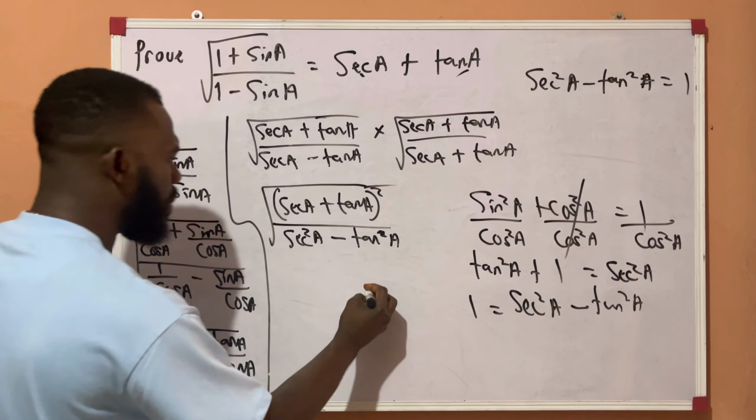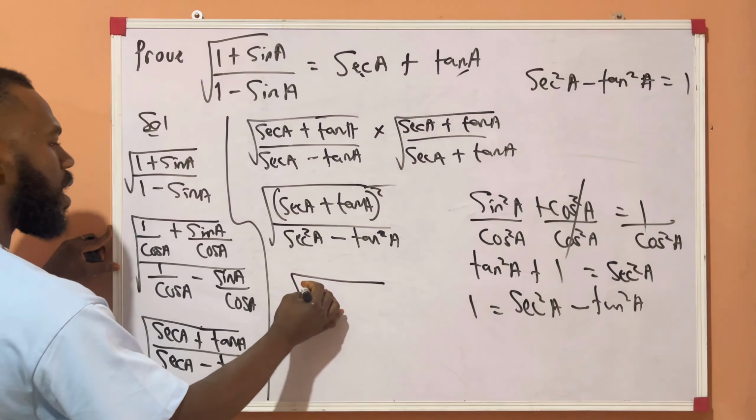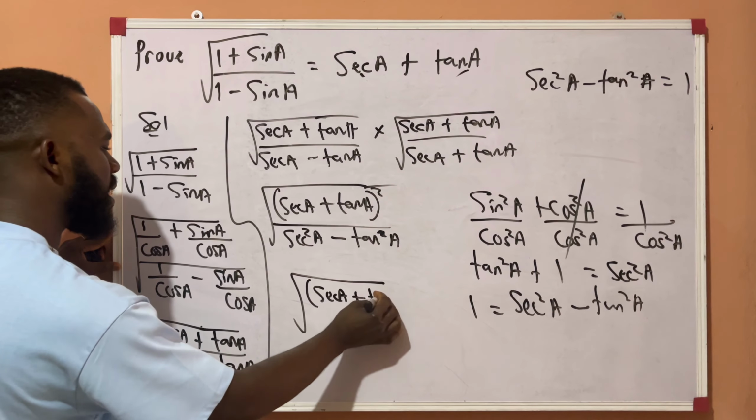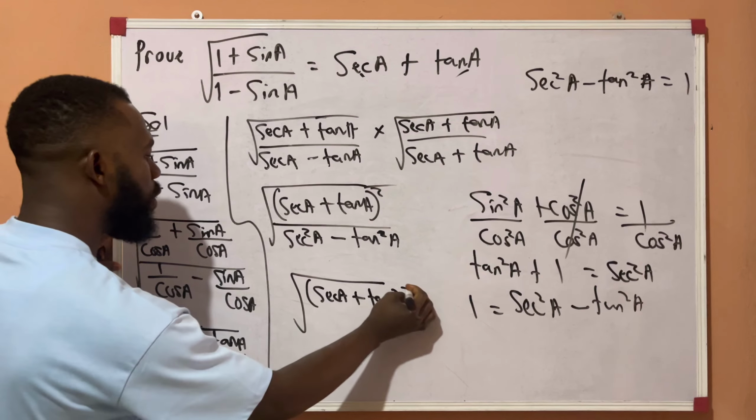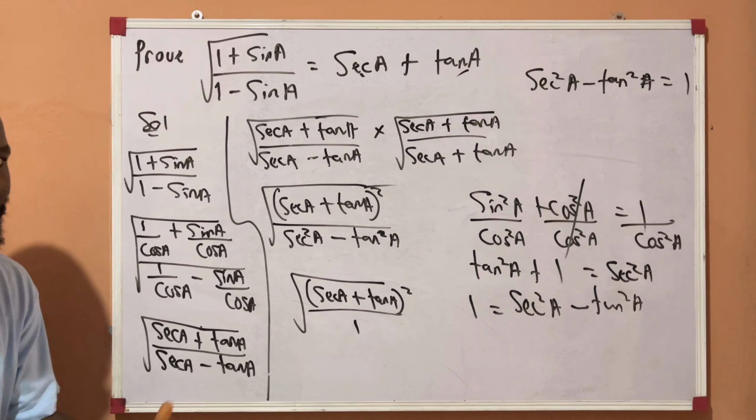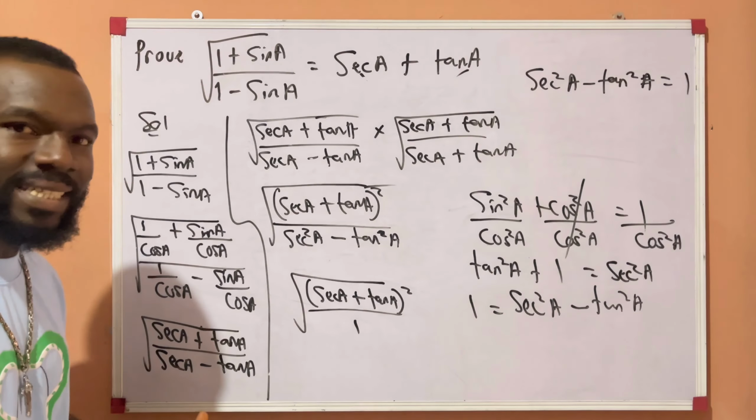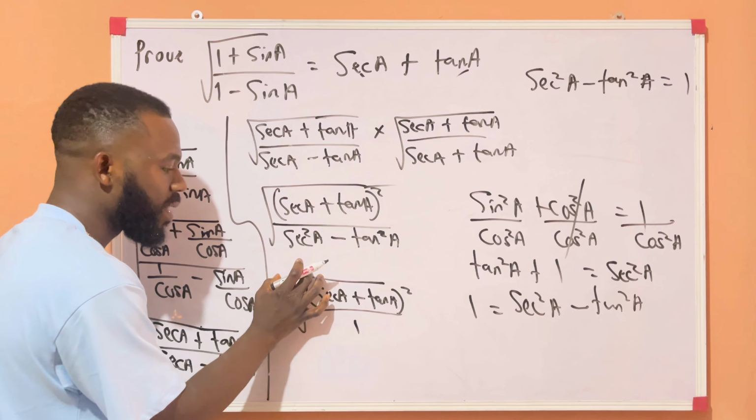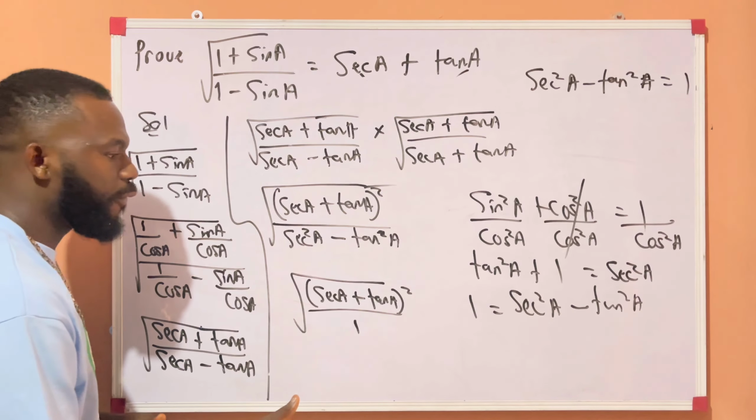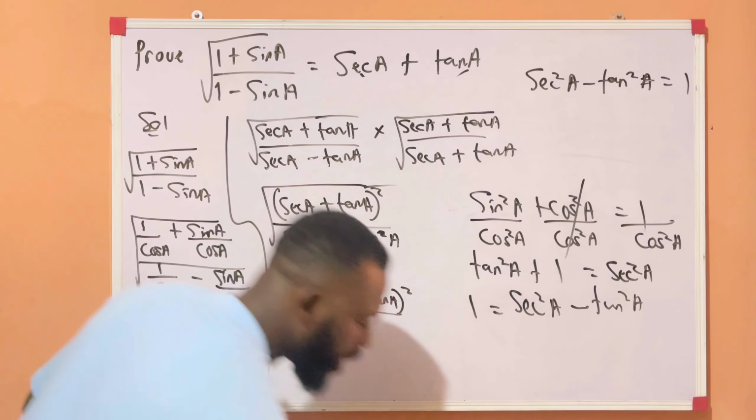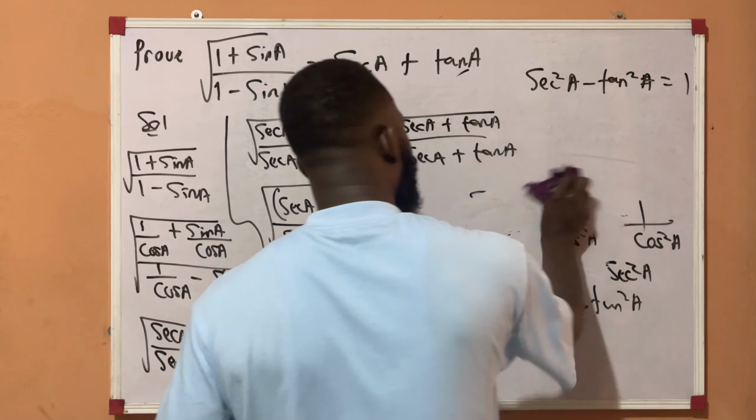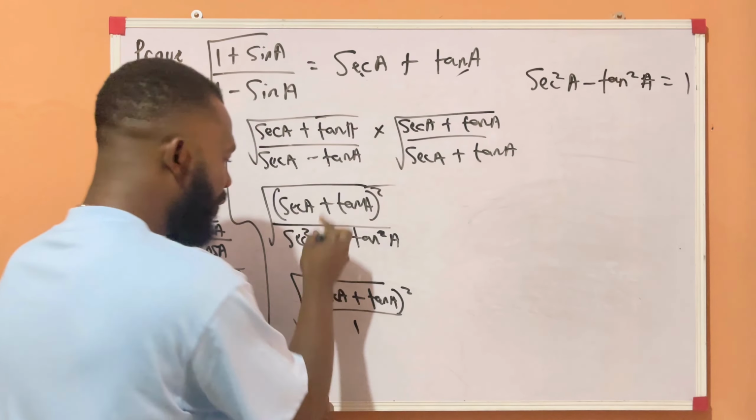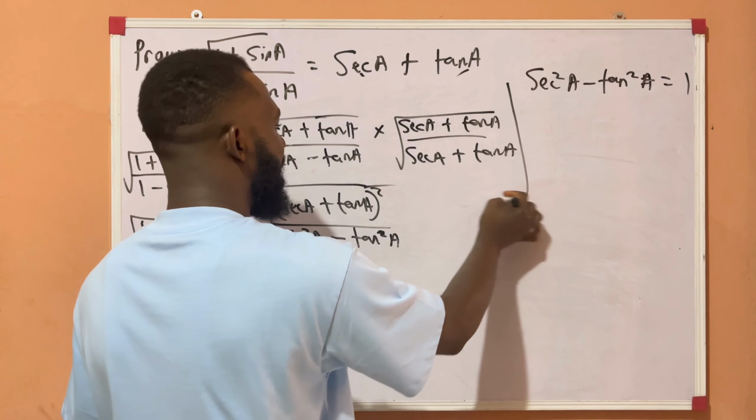So writing this, we're going to have the square root of sec A plus tan A all raised to the power of 2 over 1. It's as simple as that. Now don't forget I said that the root sign affects both the numerator and also the denominator. Of course, if we should separate it to make things clearer and easier to understand, this is what we are going to get.